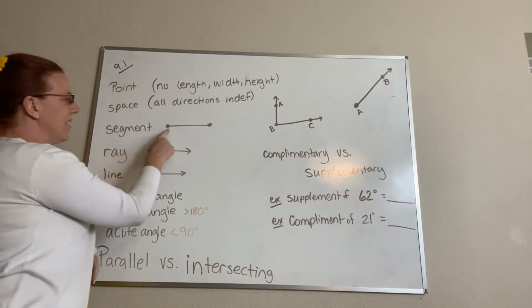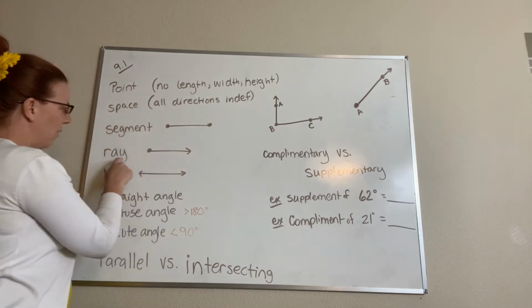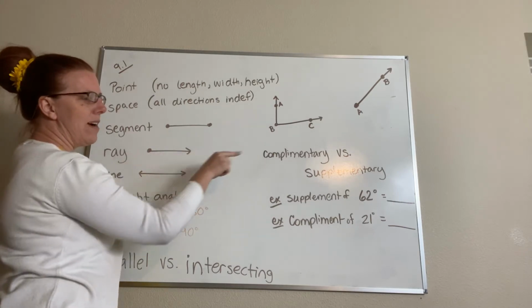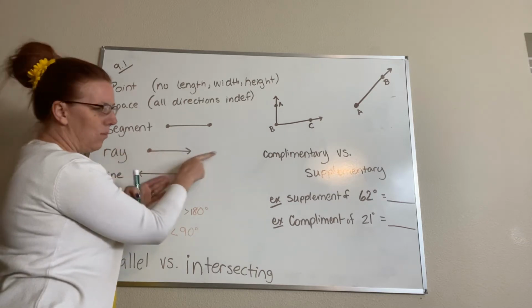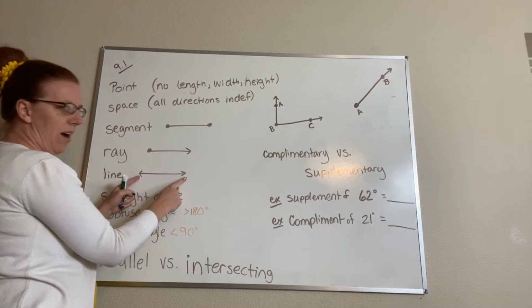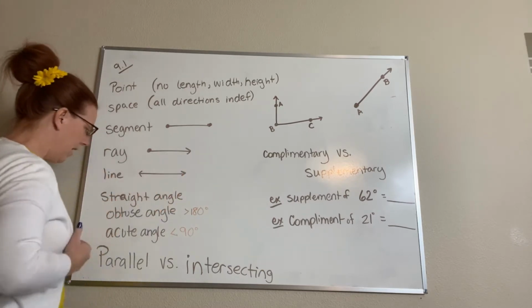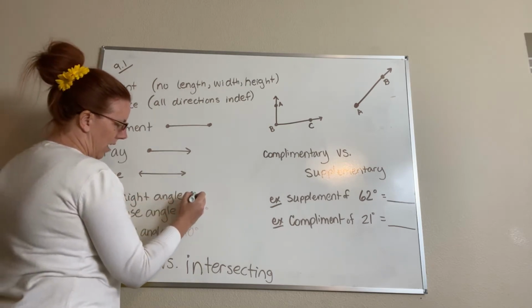A segment is a piece of a line that has two endpoints. A ray has one endpoint, and it heads in one direction forever and ever. Think of a ray of sunshine. It starts at the sun and heads in one direction. Okay? A line heads in both directions forever and ever, and we use these arrows to indicate that it keeps on going.